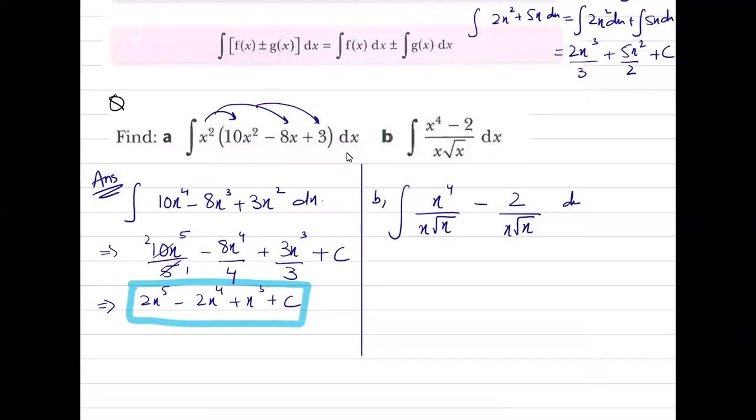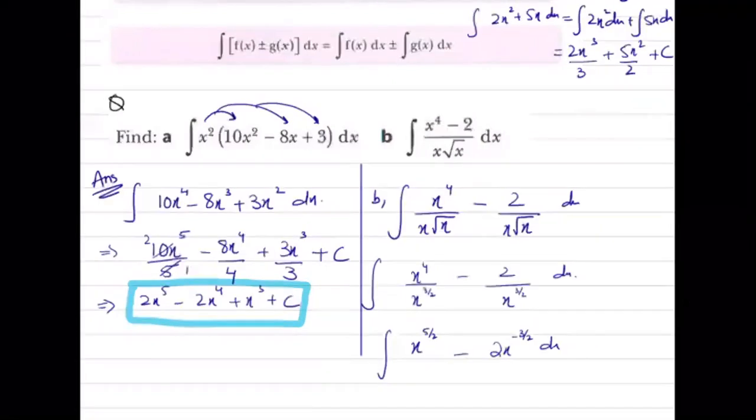All right. So to solve this, you need to simplify the denominator first. x to the power of 1 times x to the power of half is x to the power of 3 over 2. Minus 2 upon x to the power of 3 upon 2. If you simplify the numerator and the denominator, you're going to get x to the power of 4 minus 1.5, which is 2.5, minus 2x to the power of minus 3 upon 2, dx. With me so far?